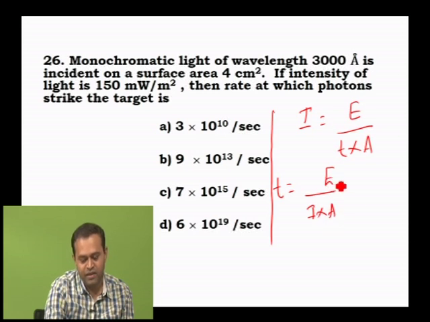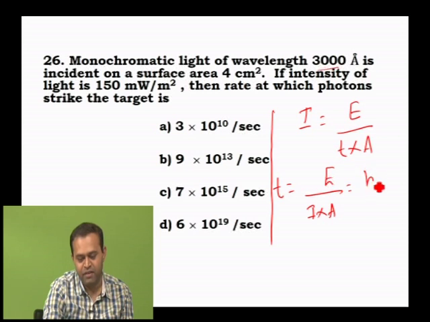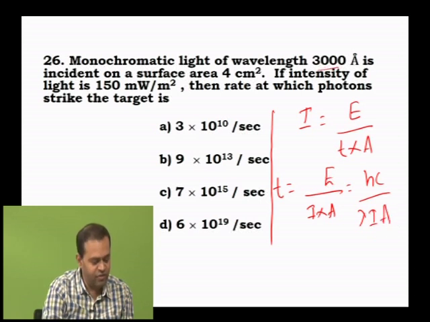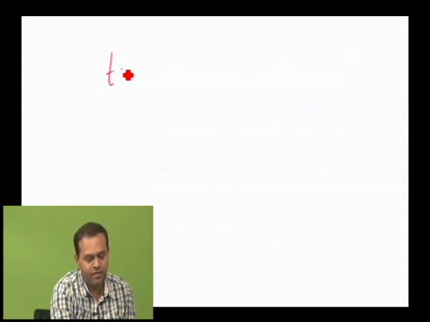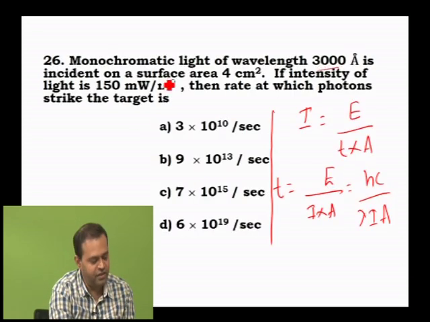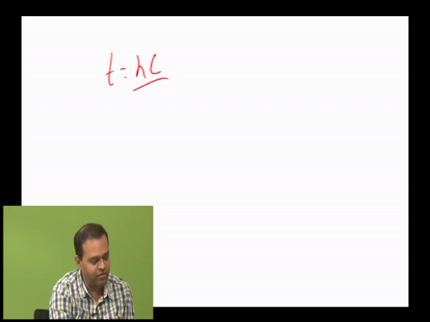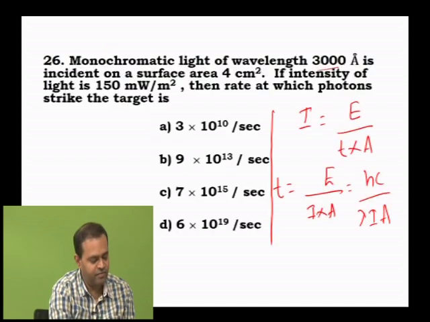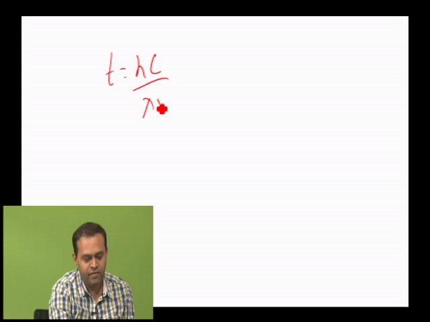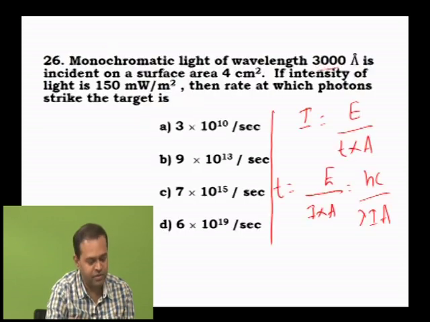What have they done? To calculate the energy, they have given lambda, correct? Therefore convert. This can be written as hc by lambda into intensity into area, correct? Therefore time is equal to hc, that is h into c divided by lambda, into intensity into area. Substitute the values.